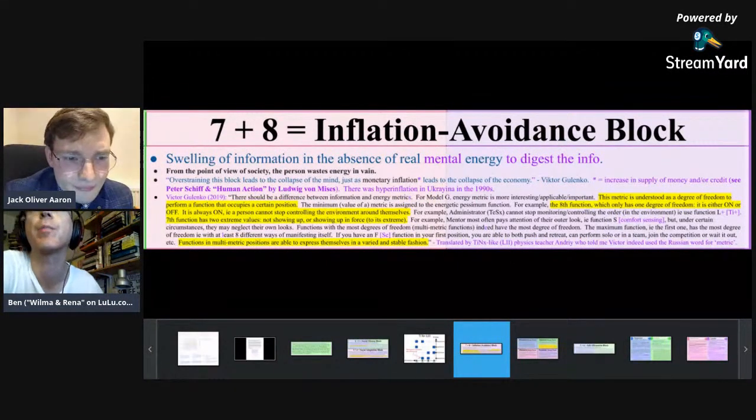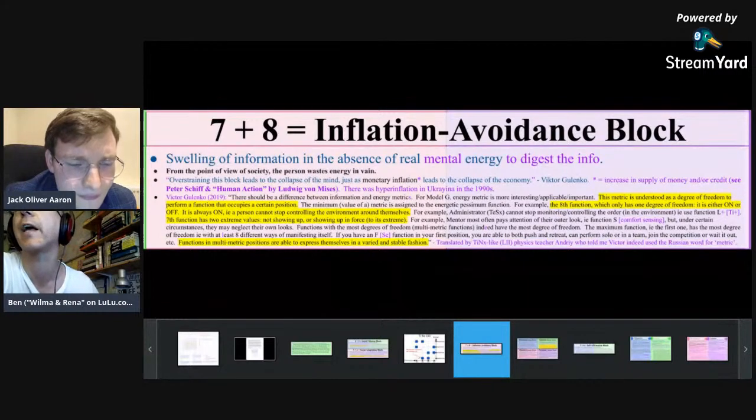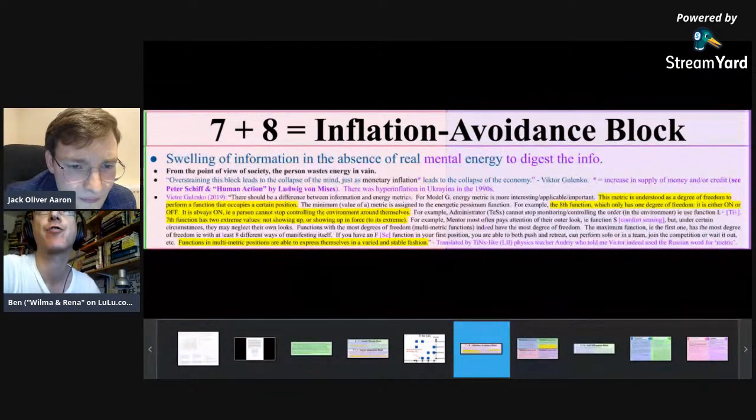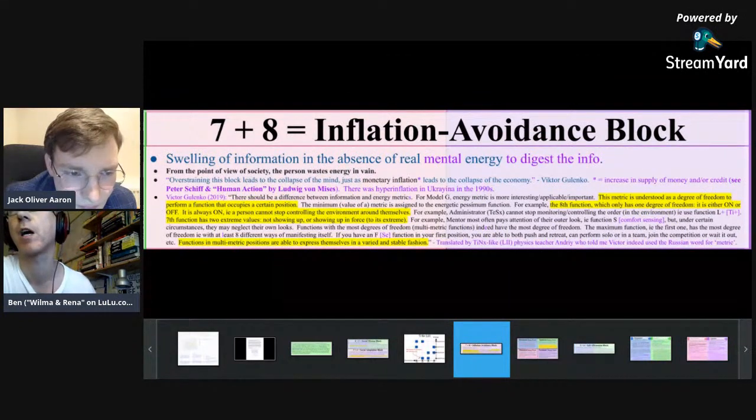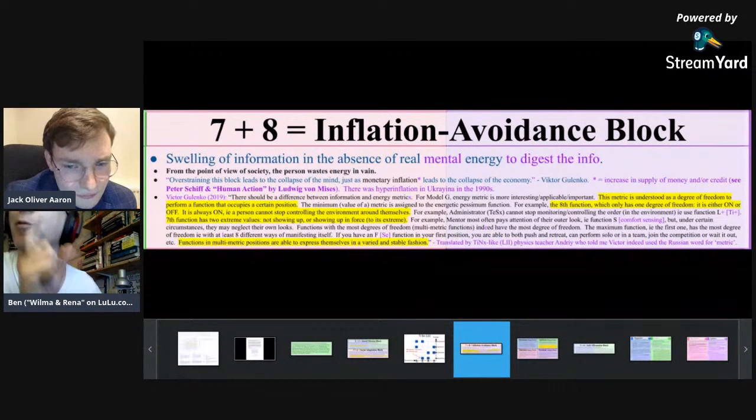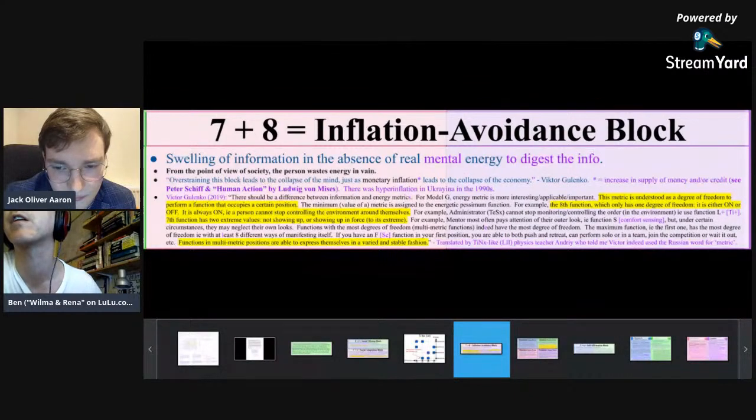A person cannot stop controlling the environment around themselves. For example, an administrator cannot stop monitoring and controlling the order in the environment, i.e. use function L. 7th L plus. The 7th function has 2 extreme values, not showing up or showing up in force to its extreme. So that would be like polar and roll. Oh no, that would be polar. For example, mentor, that's EIE. Mentor most often pays attention to their outer look, i.e. function S, comfort sensor, but under certain circumstances may neglect their own looks.